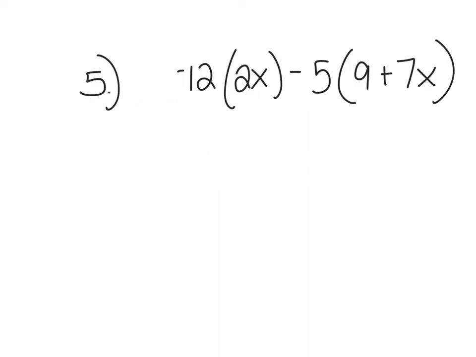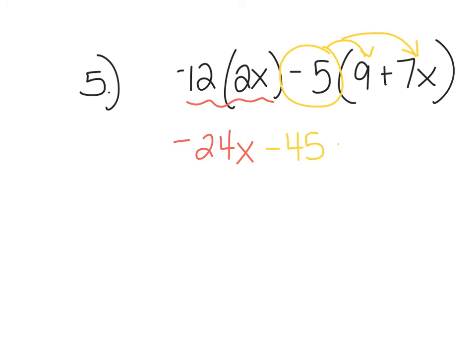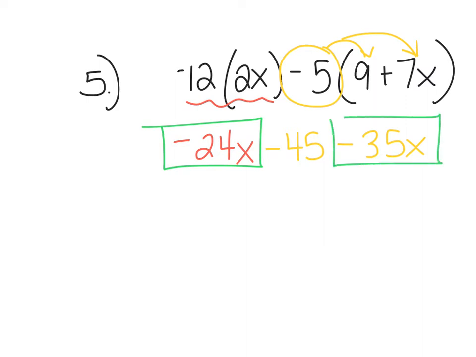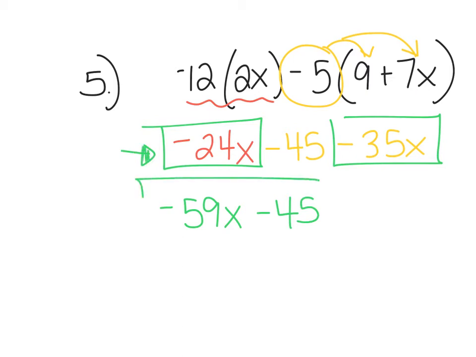In number 5, again, you're told to simplify. So I'm going to start by doing negative 12 times 2x is negative 24x. Now, I have a negative 5 that needs to be distributed to this binomial. So negative 5 times 9 is negative 45. And then negative 5 times 7x is negative 35x. I need to combine my like terms. Negative 24x minus 35x is negative 59x. And then minus 45. At this step, I'm adding, so make sure you are not changing your exponents. It's simplified because there's no like terms or parentheses.